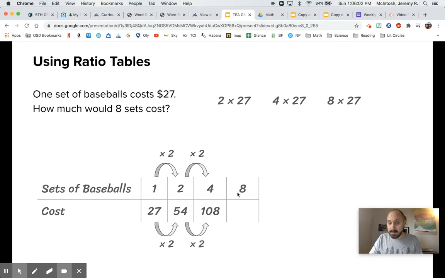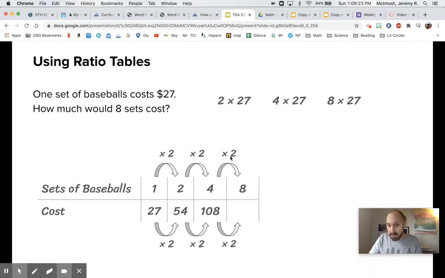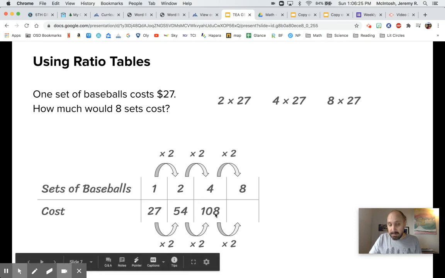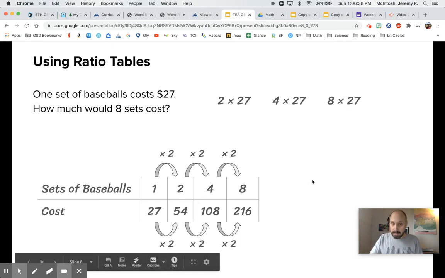Let's see here. So now we're to the 8. And we're going to show the same ratio. This is what we do in class as well. I like to see your work showing me what the ratio is that you're doing for both sets, on the top and the bottom. So the same thing, we're just doubling from the 4 to the 8. So 4 times 2 is 8. And then we're going to do the same thing on the bottom. 108 times 2 is 216. We're doubling 108, and now we're at 216. So 8 times 27 is 216.